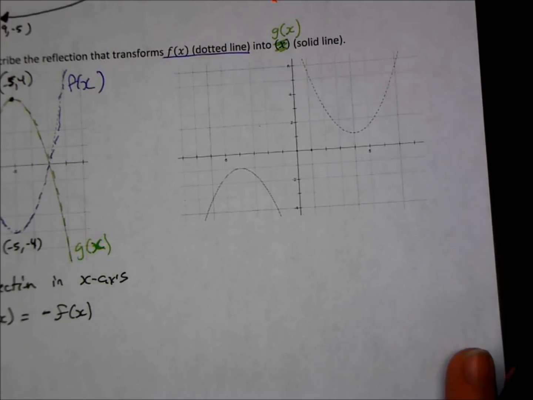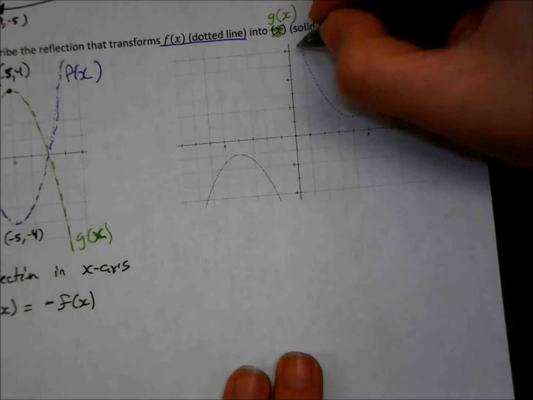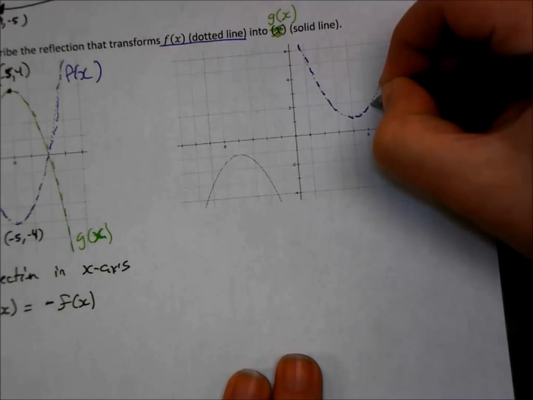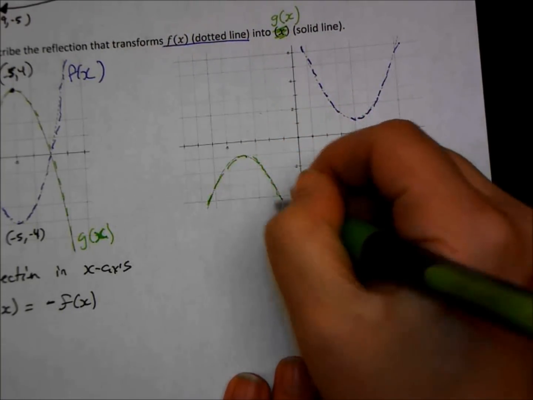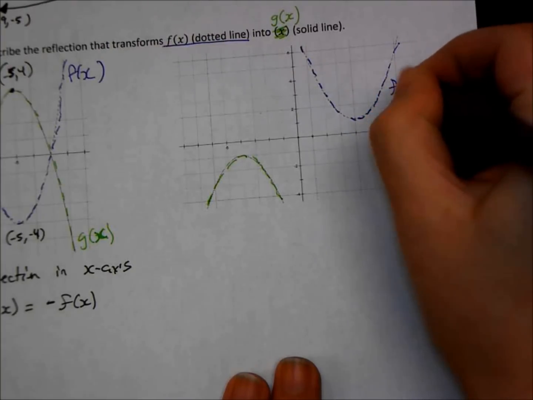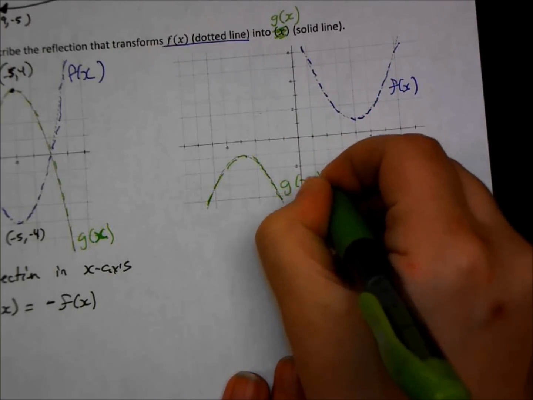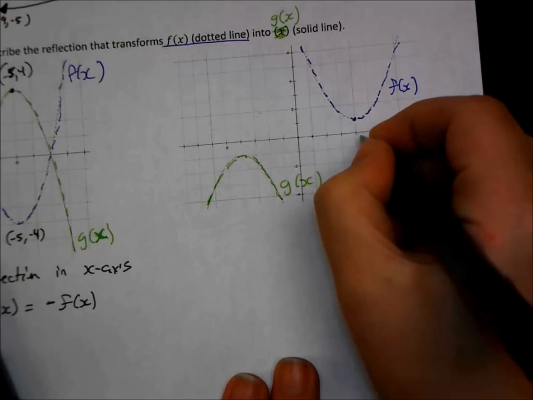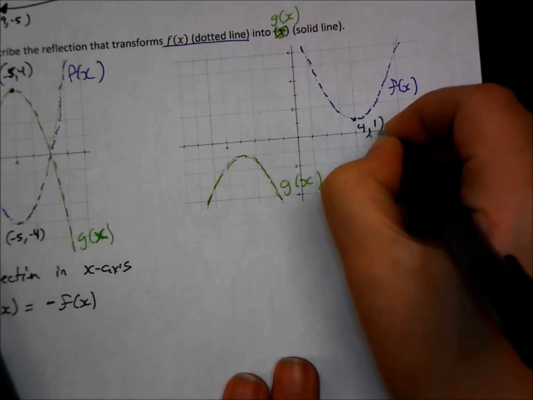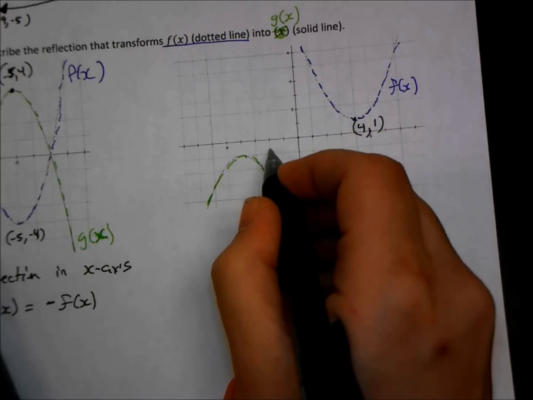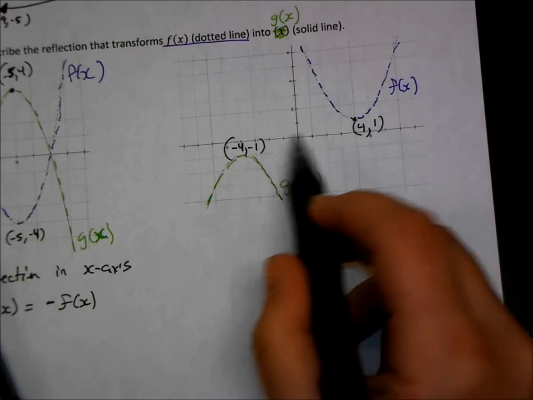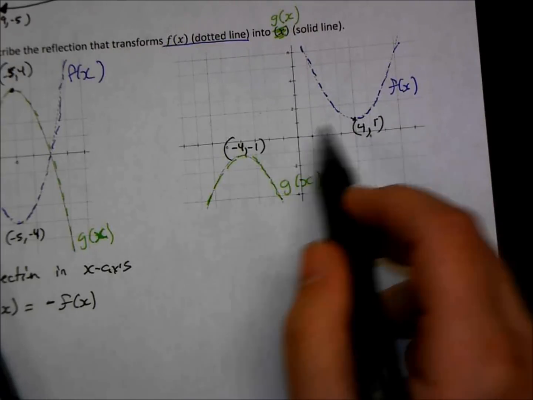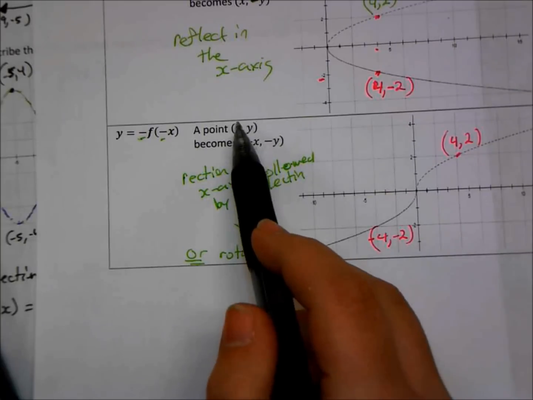Our last example, we have our f of x over here, and our g of x down here. A point on f of x might be something like (4, 1), and over here it becomes (negative 4, down 1). So if you look, the signs have changed on both the y-coordinate and on the x-coordinate. The signs changed on both coordinates.